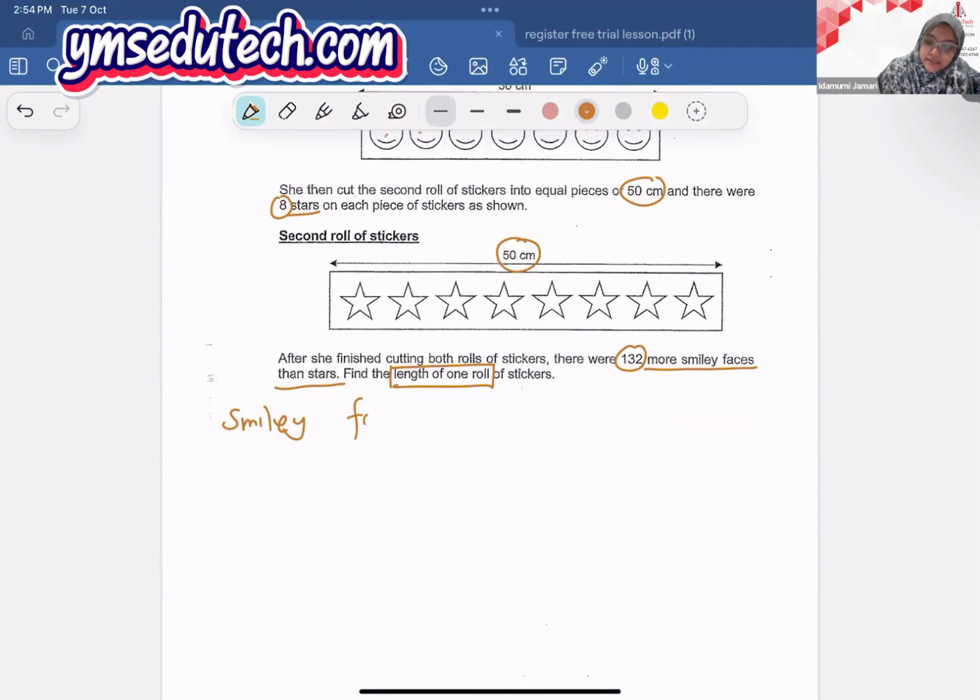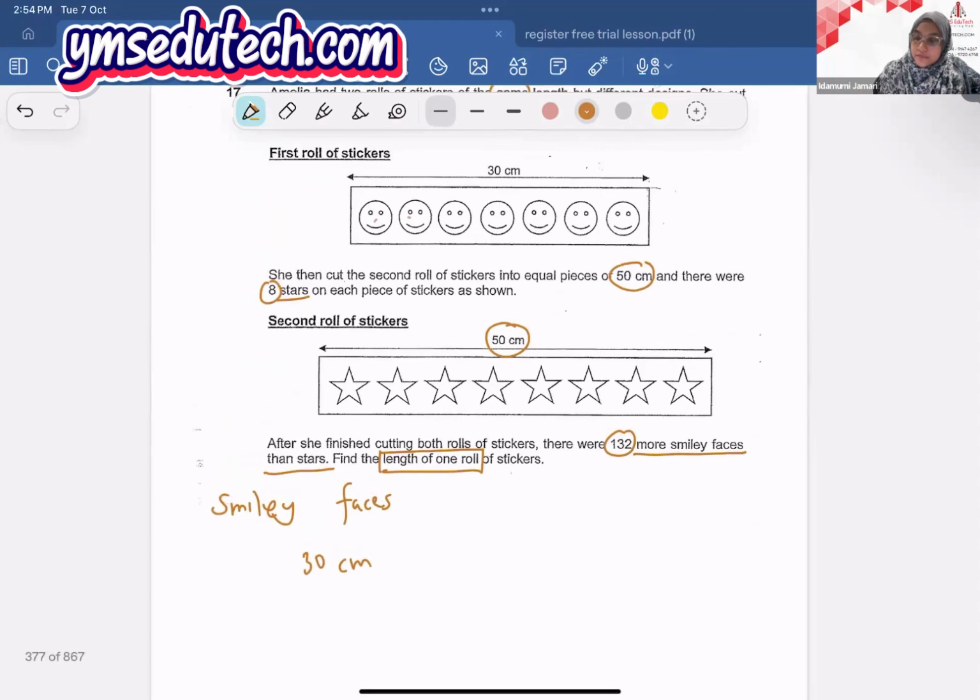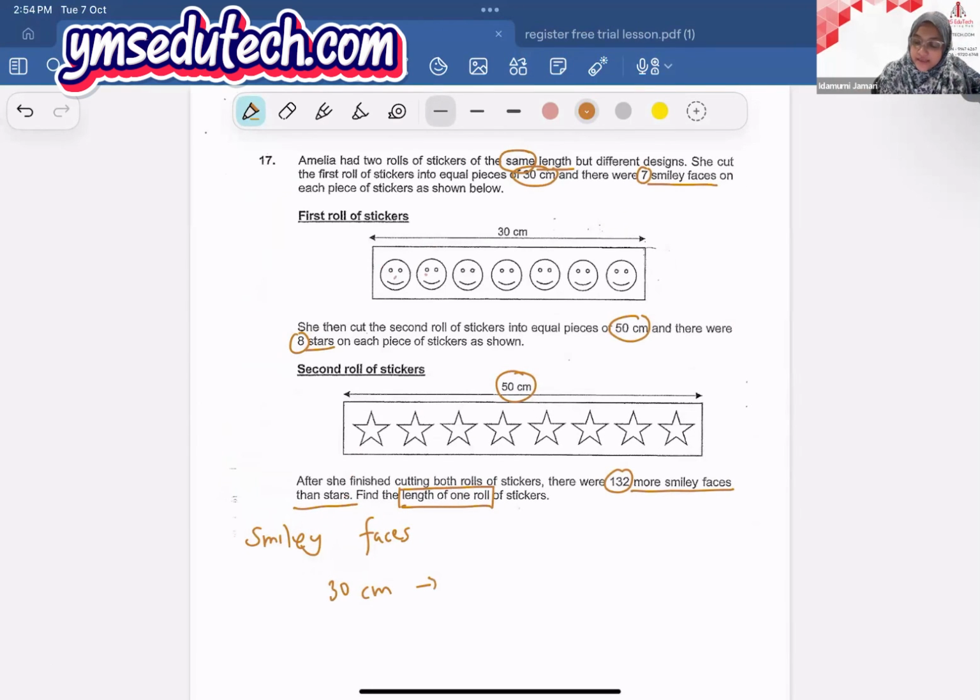Smiley faces, if in 30 cm there were 7 smiley faces, F represent the faces. What about 50 cm? How many smiley faces are there? So that will be 7 divided by 30 multiplied by 50, 11 whole and 2/3 smiley faces.